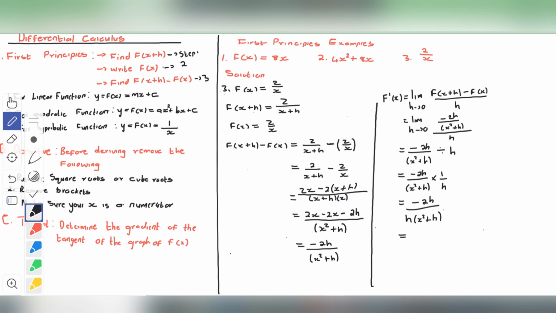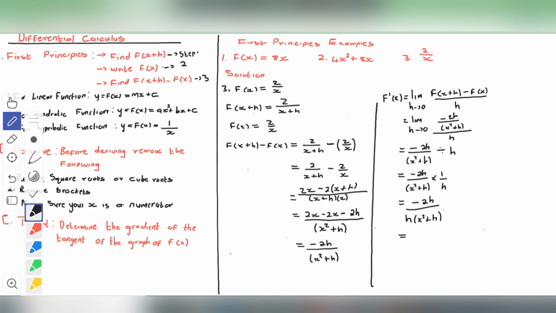So the aim here, guys, is to do what? On the last step, the third step, whereby we have f of x plus h minus f of x, can you see the last step, which is negative 2h all over x squared plus h? So the denominator of yours, always you must put what? The brackets, because it's going to help us a lot.